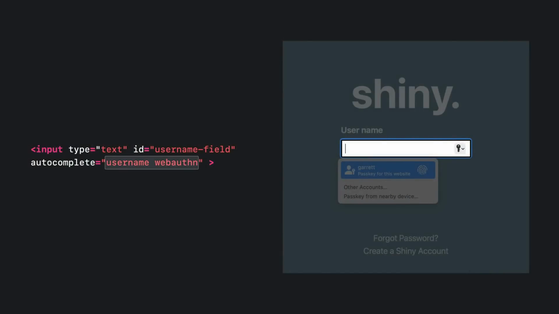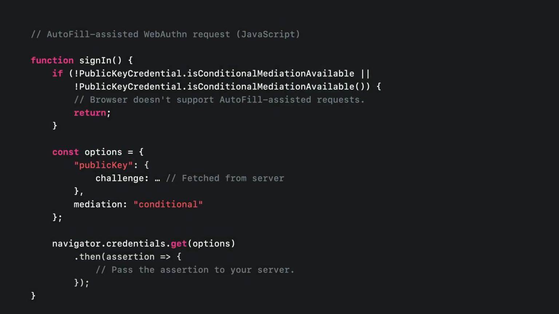First off, make sure to annotate your username field on your web page with both the username and WebAuthn autocomplete detail tokens, so that both password and passkey suggestions are shown in the right place. Once that's done, here's a typical WebAuthn sign-in in JavaScript.